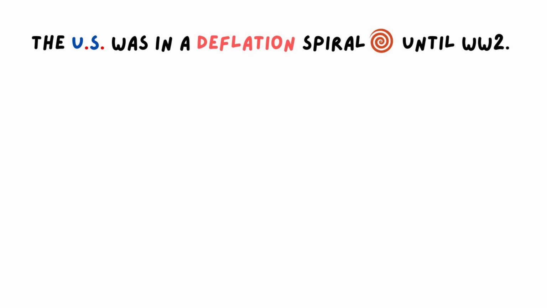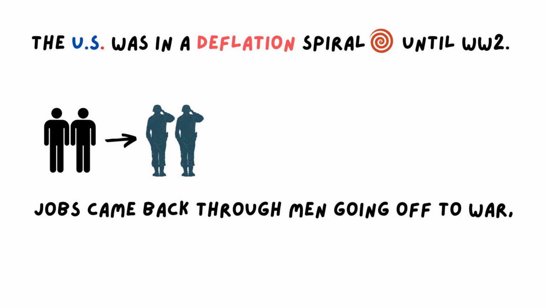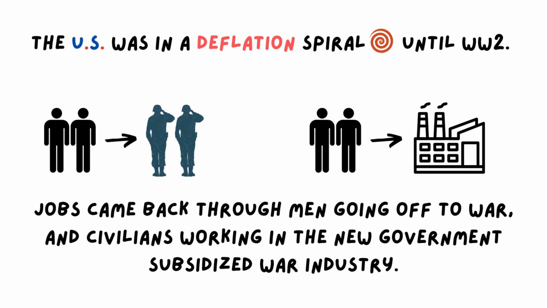The major and probably only factor contributing to a recovery is the government creating jobs by sending men to war and civilians working in the new government-subsidized war industries. These both provided millions of jobs to men and women, pulling the United States out of the deflationary spiral they saw in the 1930s.